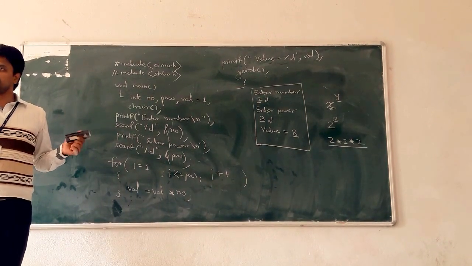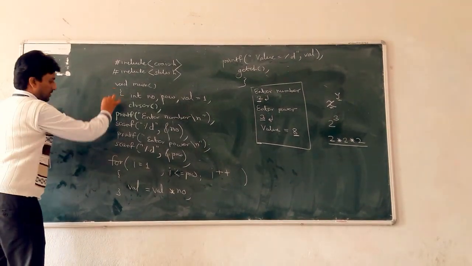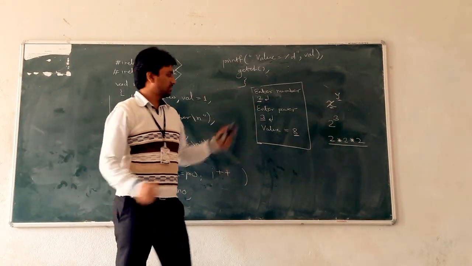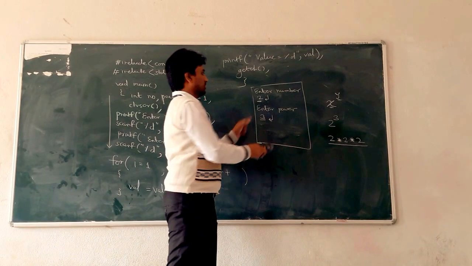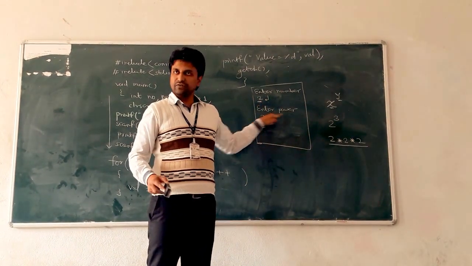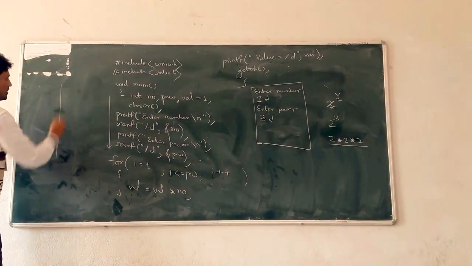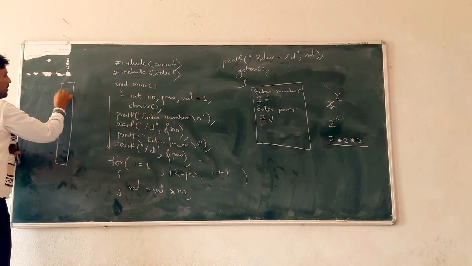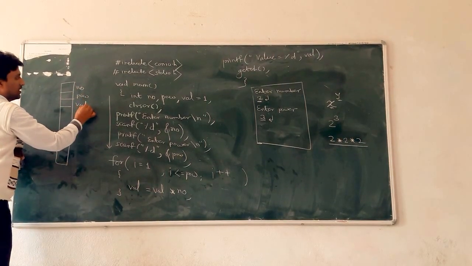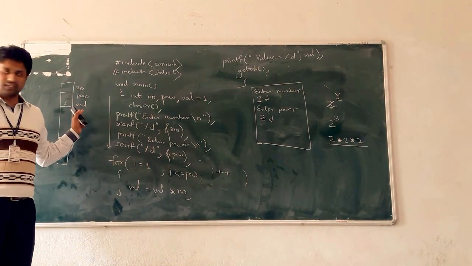Is it correct or not? After executing this part, what is the result? The result is: enter the number, the user enters some value. After that, enter the power, the user enters the power. These values are stored into which variables in the RAM? First is number, then the power variable, third is the value variable. Initial values are garbage, but the initial value of value is equal to 1.